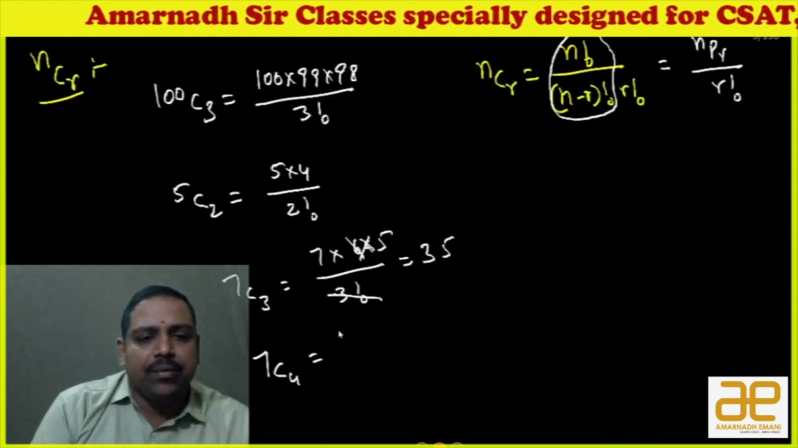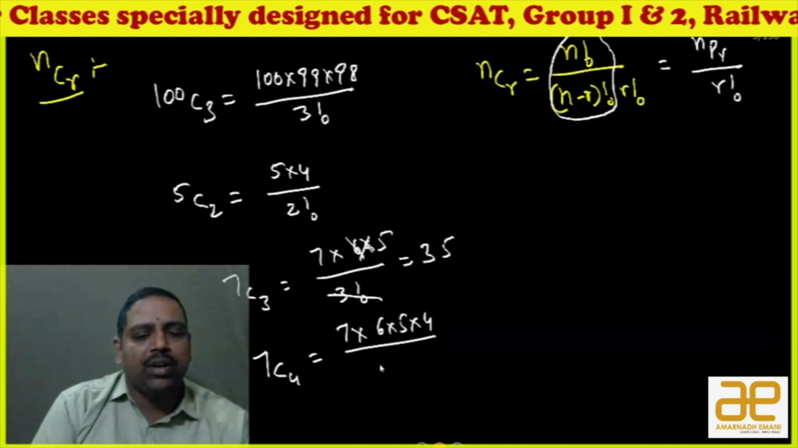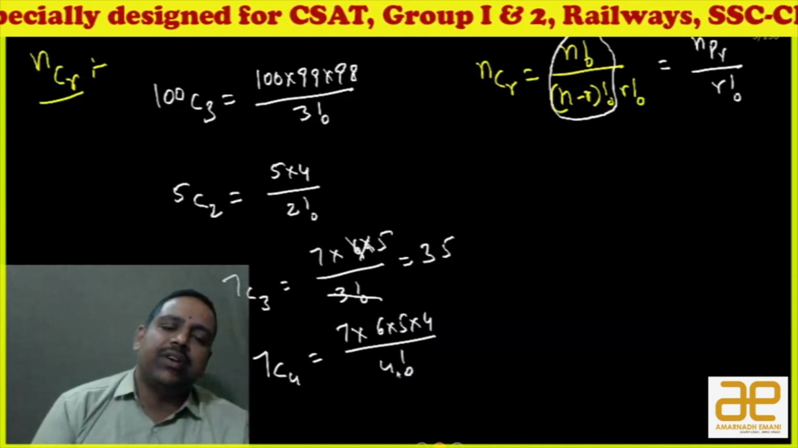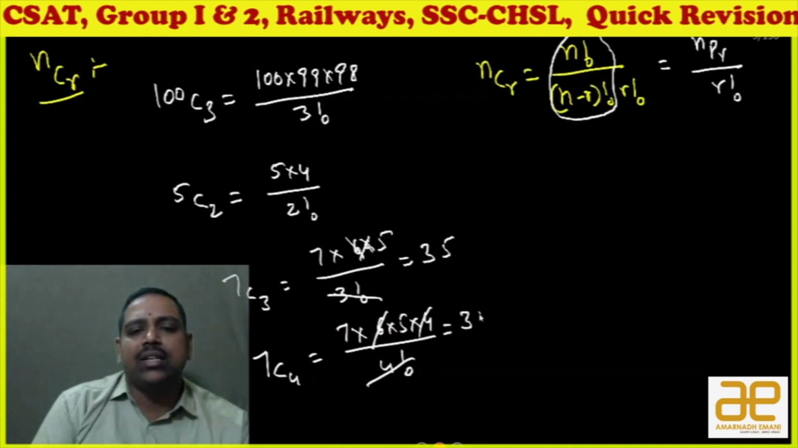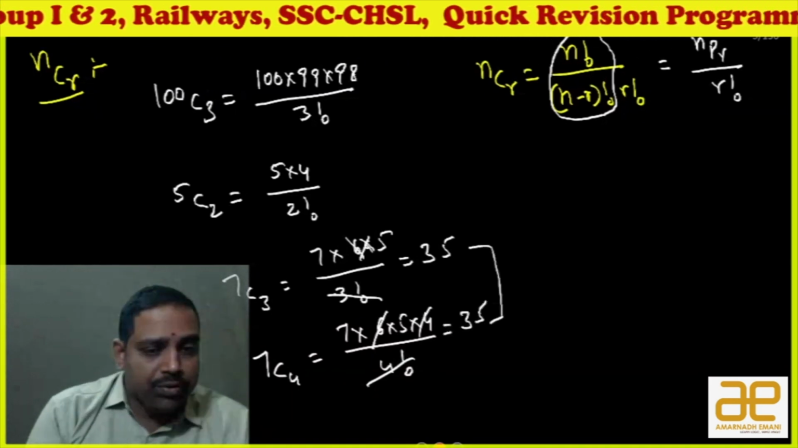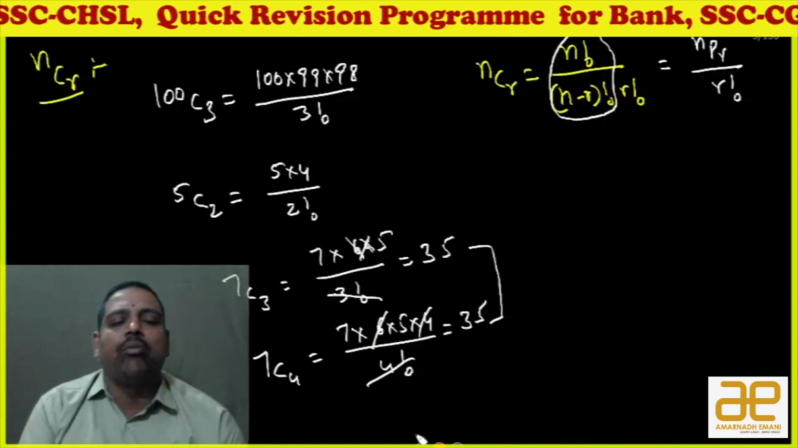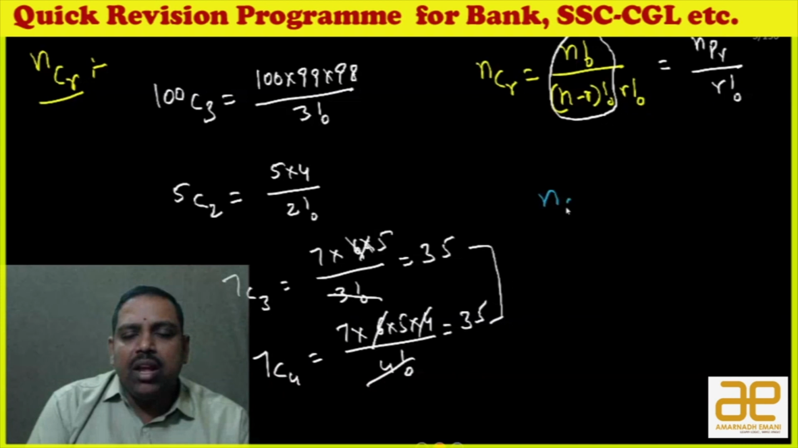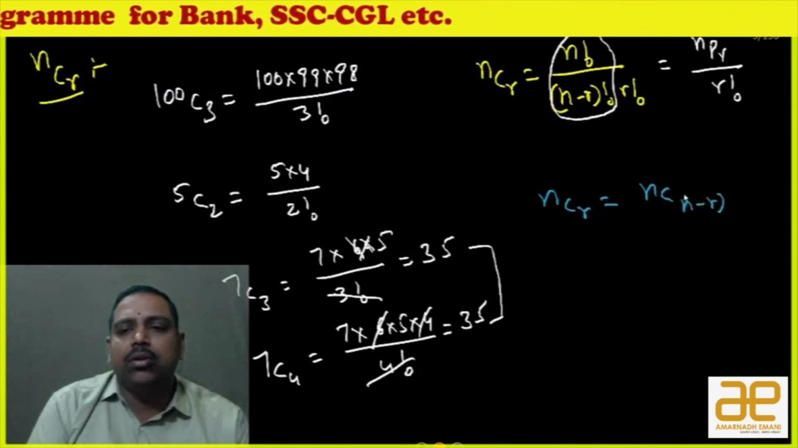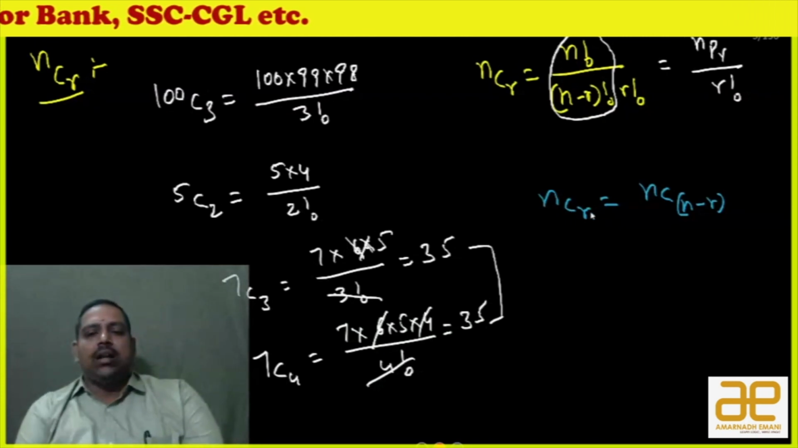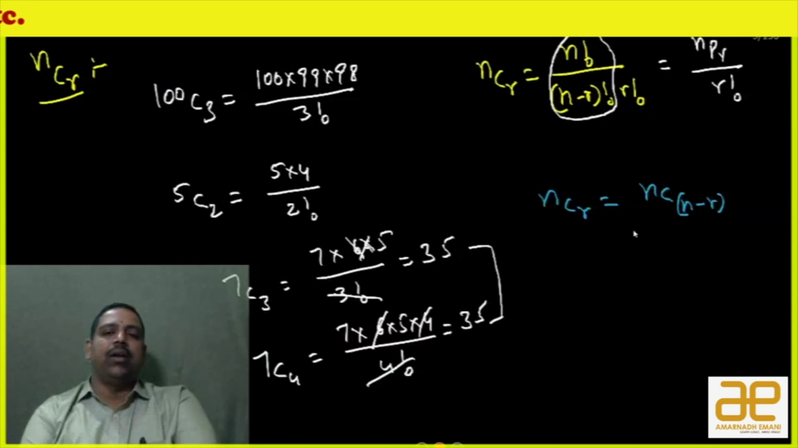7C4, suppose if I write 7 into 6 into 5 into 4, 4 times, right? By 4 factorial. How much is 4 factorial? 24. 6 into 4 is 24, cancelled. Again, you got 35. So these two are equal. Oh, beautiful. Then is there any rule to identify them directly? Yes, we have. That is, nCr is equal to nC(n minus r). So nCr is equal to nC, the difference between n and r, n minus r. Okay, this is the formula.